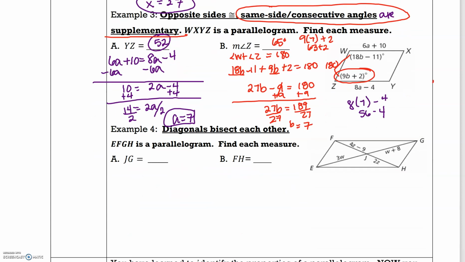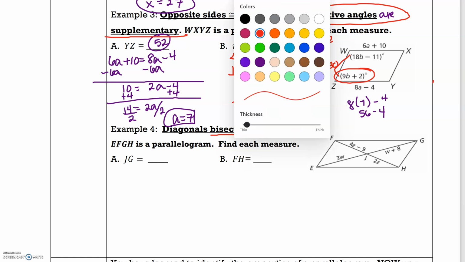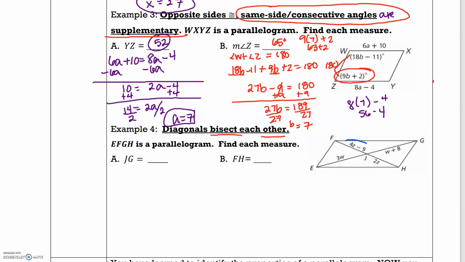On this next example, diagonals bisect each other, so that means that the left side is going to be equal to the right side. So this would be equal to this. 3w is going to equal w plus 8. And then we're going to solve. So 3w is equal to w plus 8. And 4z minus 9 is equal to 2z. Go ahead and put a line on my z so it doesn't look like a 2.